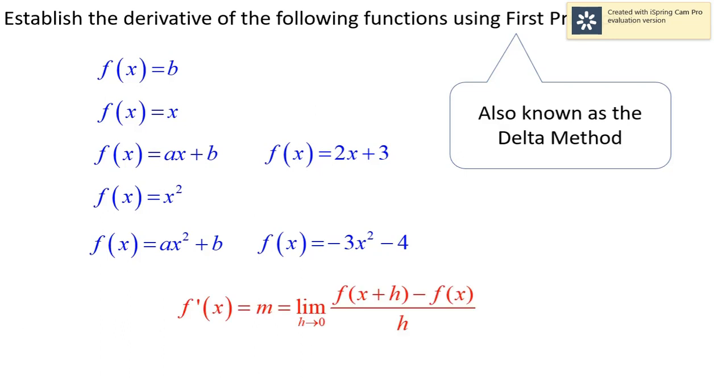When we are dealing with first principles, we come across a very simple formula to use, where we have f prime of x, which is the derivative, equal to m, because we know derivatives offer us a gradient. This is equal to the limit as h approaches 0 of f of x plus h minus f of x, all divided by h. If we use this formula, we can go ahead and find the derivative from first principles. I also would like you to know that this formula is given to you in the formula sheet.